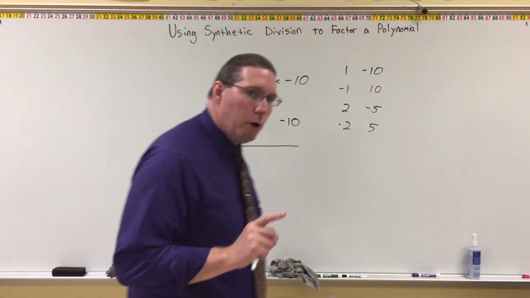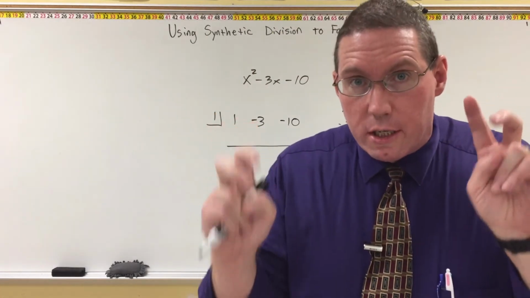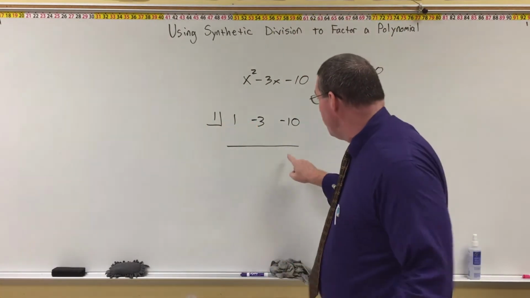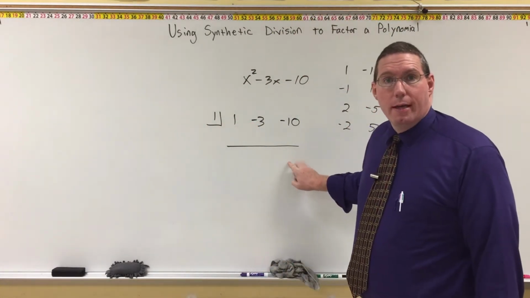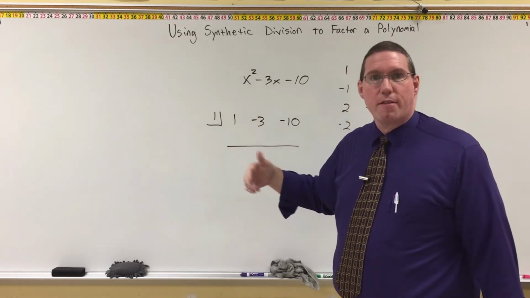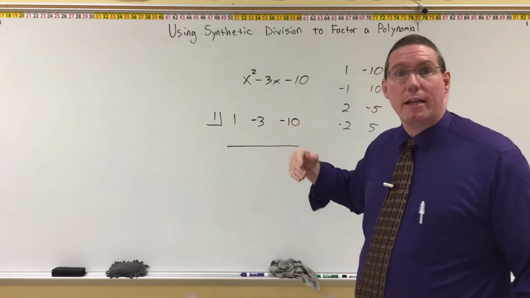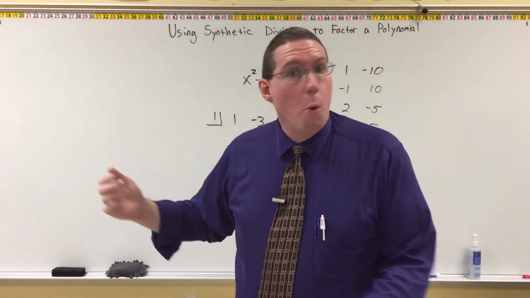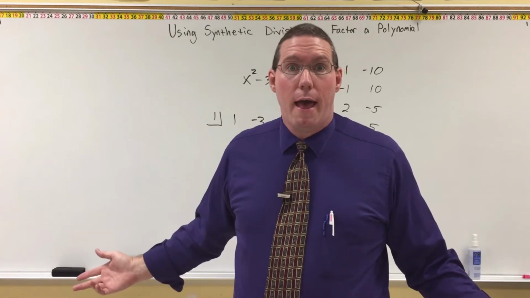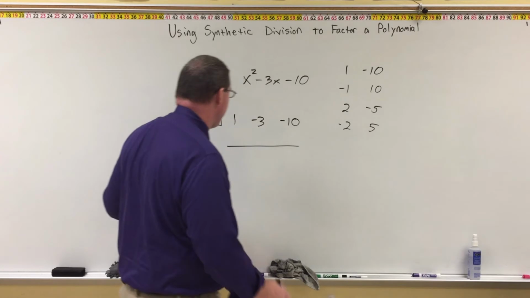Now, how do I know that a number worked? Well, it works if you get a remainder of 0. Getting a remainder of 0 indicates that that number represents a factor of this polynomial, okay? Because it divides into it without having a remainder. And that means that it is a factor. When you factor something, there are no remainders.